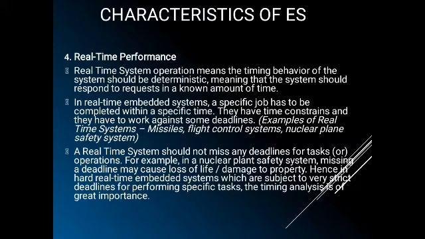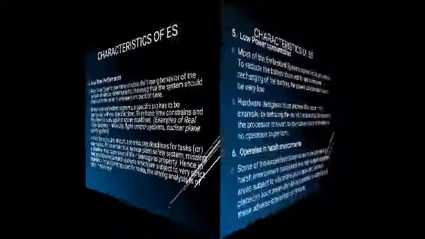For example, real-time systems in missiles, flight control systems, nuclear plant safety systems, we cannot wait for more time. A real-time system should not miss any deadlines for task or operation. For example, in a nuclear plant safety system, missing a deadline may cause loss of life and damage to property. Hence, in hard real-time embedded systems, which are subject to very strict deadlines for performing specific tasks, the timing analysis is of great importance in real-time performance.